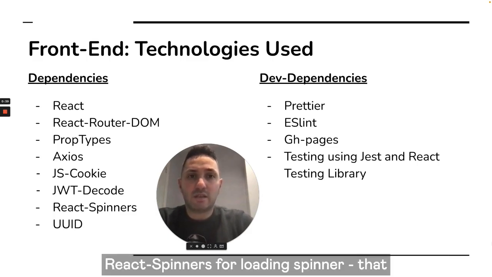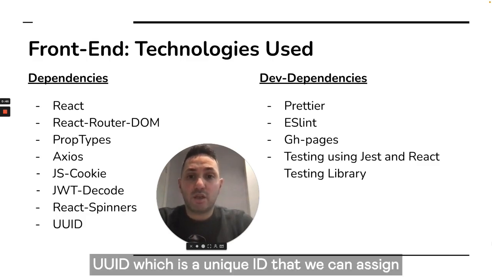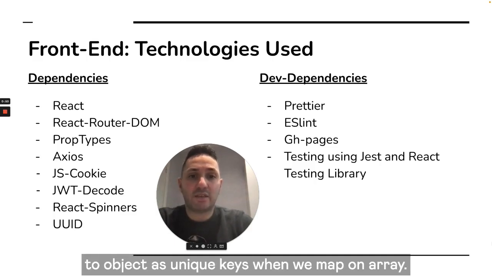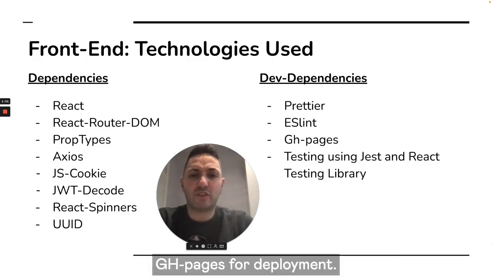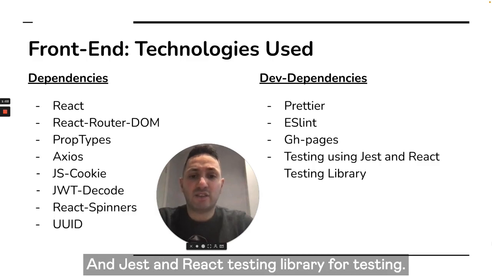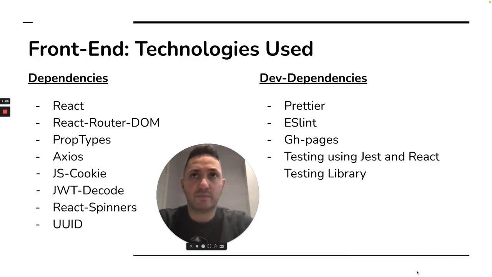React Spinners for loading spinners that give us a loading animation on the web page, UUID, which is a unique ID that we can assign to objects as unique keys when we map over arrays, Prettier and ESLint for good code formatting, GH Pages for deployment, and Jest and React Testing Library for testing. We also use CSS for styling.